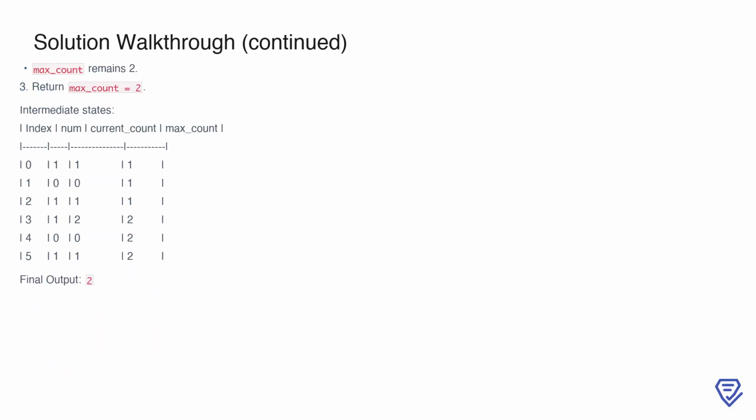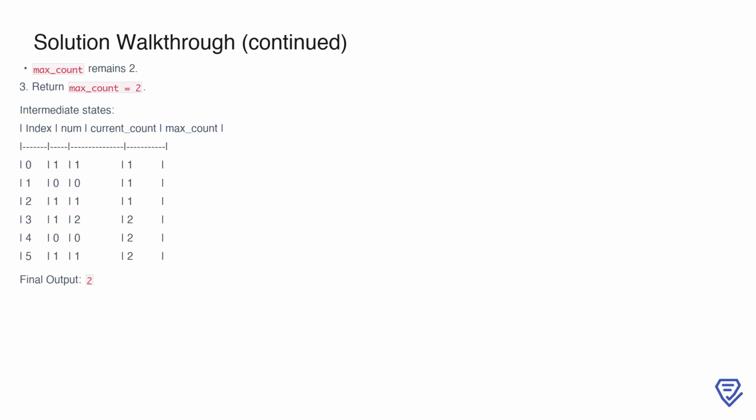On the sixth element, which is 1, we increment current_count to 1. However, max_count remains 2 since the current streak of ones does not exceed the longest streak found so far. After iterating through the entire array, we return max_count, which is 2. This indicates that the longest streak of consecutive ones in this input array is 2.